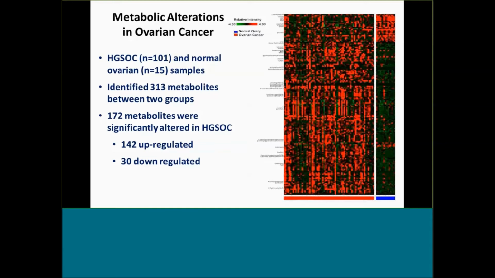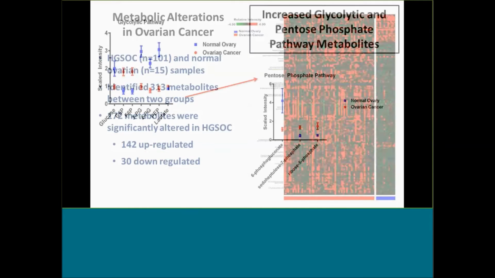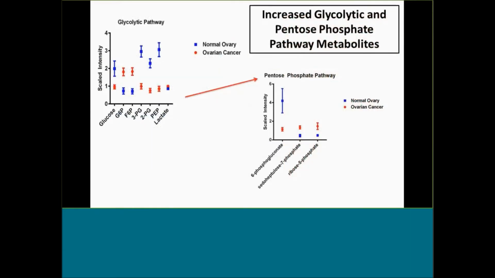From this kind of analysis, there were around 300 some metabolites that were different between the two groups. And 170 some metabolites were significantly altered in high-grade serous ovarian cancers. 140 or so were upregulated and 30 were downregulated, and this is just a heat map showing the alterations in these metabolites. Not surprisingly, there were a number of glycolytic related metabolites that were elevated in cancer, and then also pentose phosphate pathway metabolites.